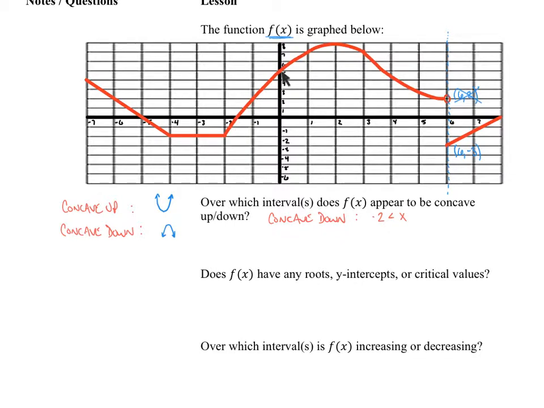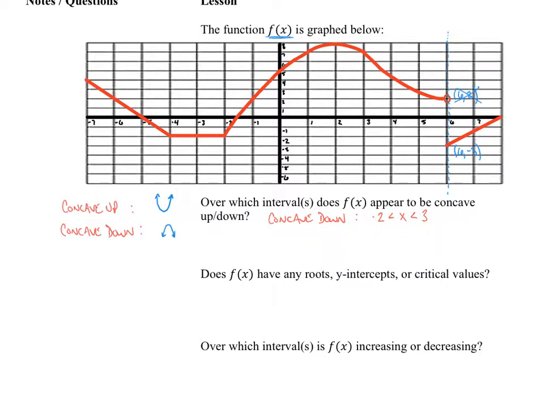And it stops being concave down right about here, because you'll notice right at that point, it turns and opens so that it's upward. That's kind of a difficult point to identify, but that's when the x value is 3. So when the x value is 3, it is no longer concave down. So we have that interval from -2 to 3.